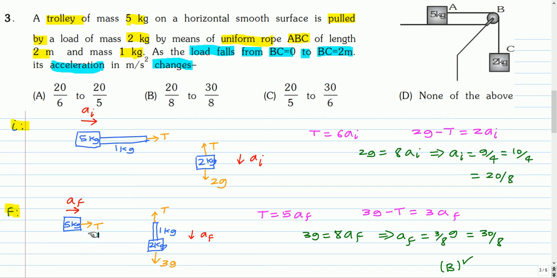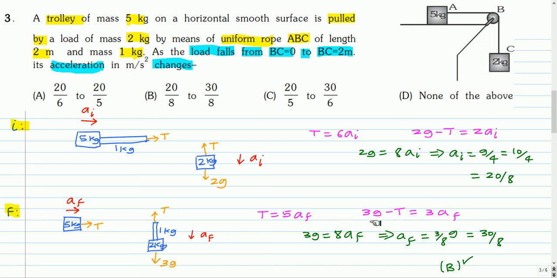In the second case, the full rope is vertically downwards, so we can consider the 5 kg as one system and the 2 kg plus the 1 kg rope as another system, and let the tension be T. So we can write the equation again. Tension T equals 5 af, let the acceleration be af in the final case, and writing the equation for this 2 kg block with the rope, 3g minus T is 3 af.